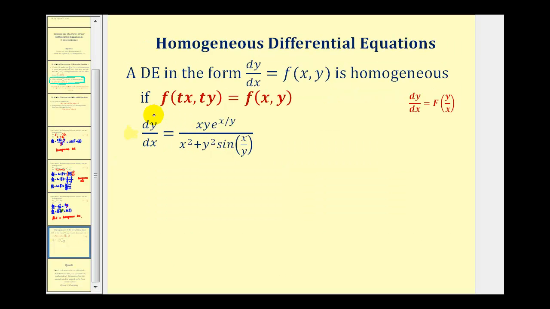So to determine if this differential equation is homogeneous, we're going to let this right side be f of x comma y, and then we'll determine f of tx comma ty, and if it's homogeneous, it must equal the original function f. So f of tx comma ty means we're going to replace every x with tx and every y with ty. So we'll have tx times ty times e raised to the power of tx over ty.